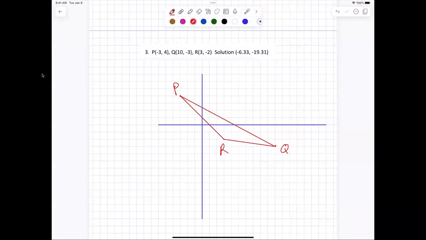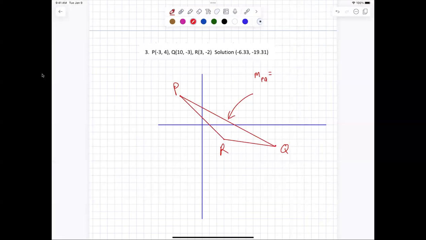Okay. So here we go. Now listen to me, guys. The orthocenter goes perpendicular to the opposite side through the vertex. So the first thing I need to do is I need the slope of PQ. Now, the reason you graph it is because it's easy to calculate what the slope is, right?